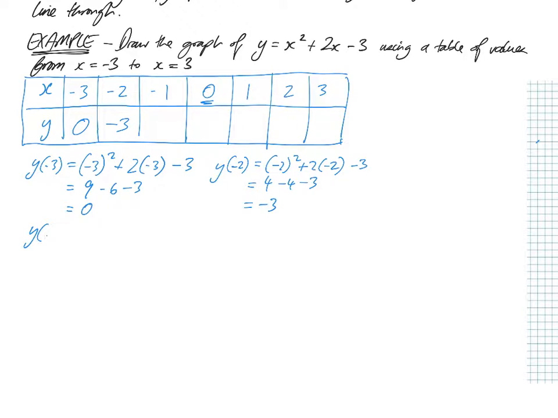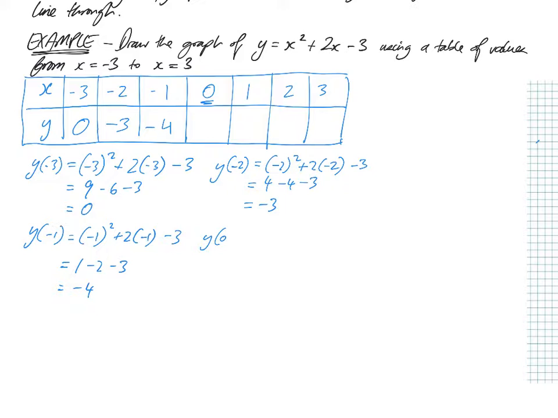y is -1: -1 squared plus 2 lots of -1, take 3. -1 squared is 1, plus 2 times -1 is -2, take 3. 1 take 2 is -1, take 3 is -4.